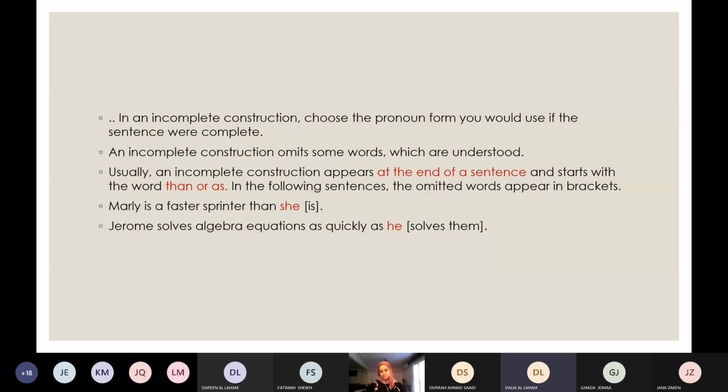Isn't Corner a lot older than him? We said that when there are omitted words and the clause starts with than or as, there are omitted words. So I take he or she. He. Then he. Okay, so girls, again, when the pronoun replaces an appositive for a subject, it will be he or she. An appositive for an object, it will be her or him. In an incomplete construction, when there are omitted words, I use he or she.